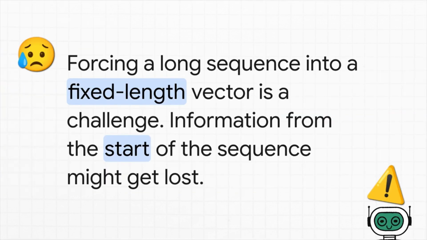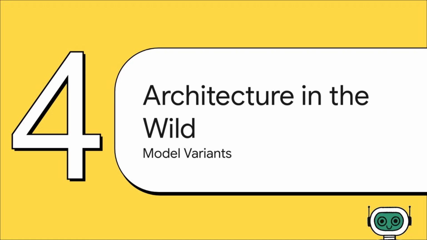Now, there is a catch with this simple design. Trying to cram the meaning of a really long paragraph into one single fixed-sized vector is, well, it's tough. In early models, information from the beginning of the input could get lost or forgotten by the time the encoder finished. This exact problem, this information bottleneck, is what directly led to the invention of more advanced techniques, like the attention mechanism. So that's the theory.